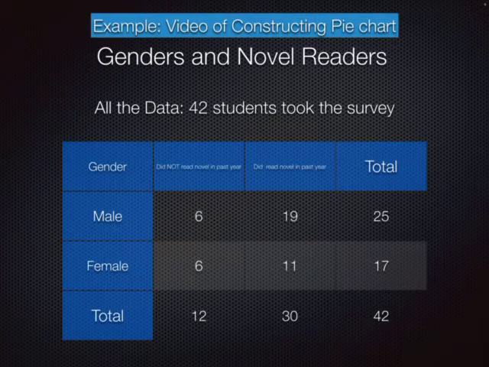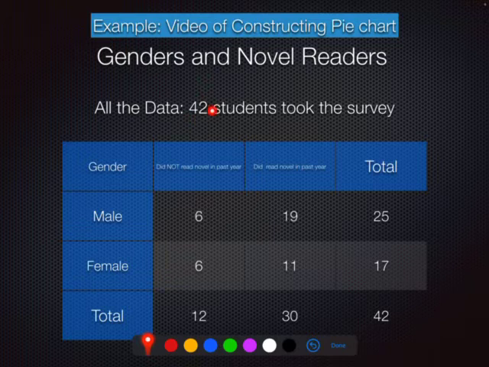Okay. Let's go ahead and expand now. This is a new table. It's the same data now, but we're doing it for a bigger population, just 42 students. The previous table was just a sample of these 42. But now here is the full data set for all the students.